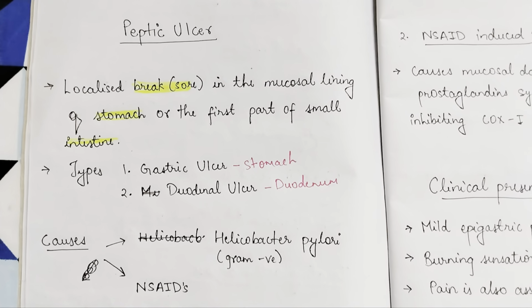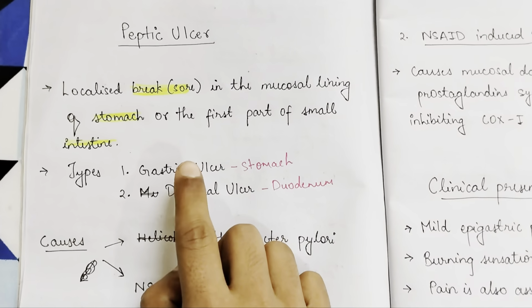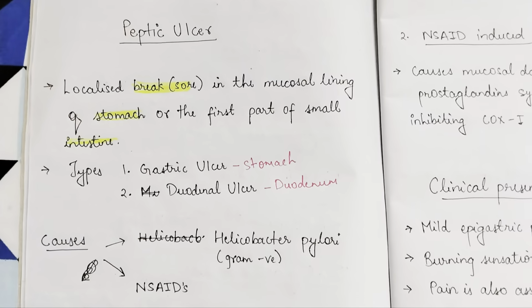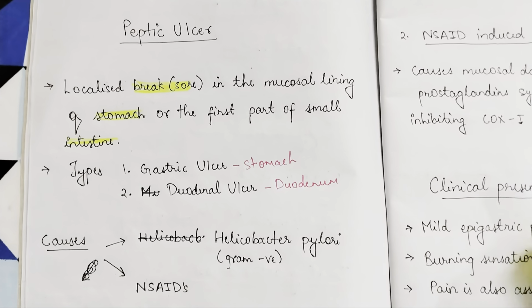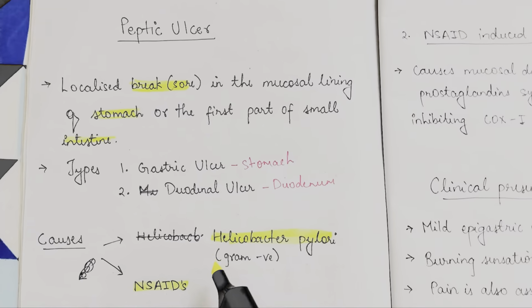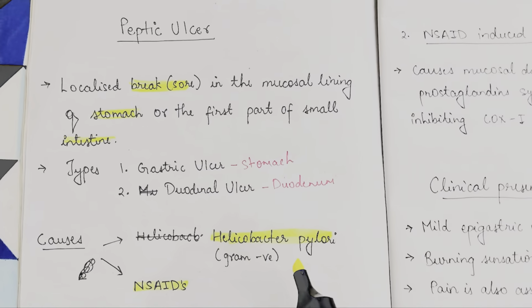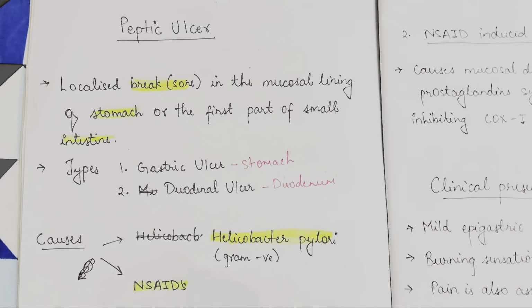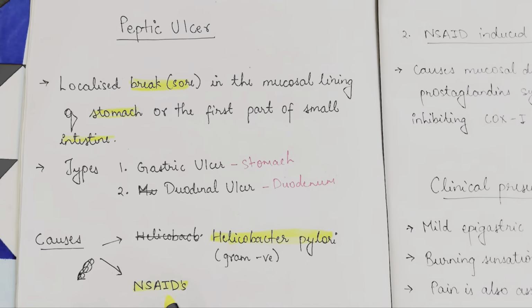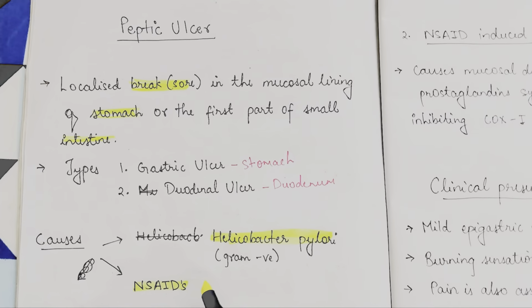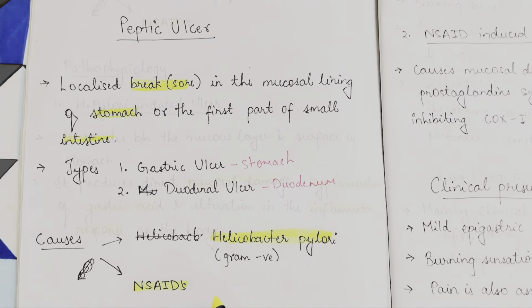When the onset of abdominal pain is before taking the food, then it will be gastric ulcer. If it is after 2 or 3 hours of taking the food, then it will be duodenal ulcer. Then what are the causes of peptic ulcer? First is H. pylori induced ulcer, which is a gram-negative bacteria, and second one is use of NSAIDs. NSAIDs are non-steroidal anti-inflammatory drugs such as ibuprofen, aceclofenac, diclofenac, aspirin, and etc.